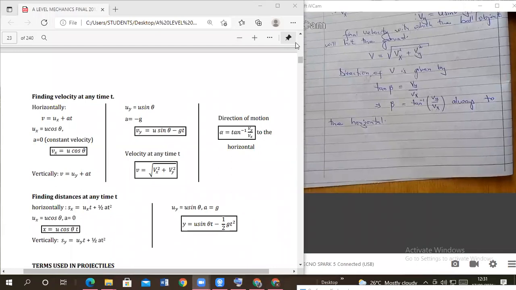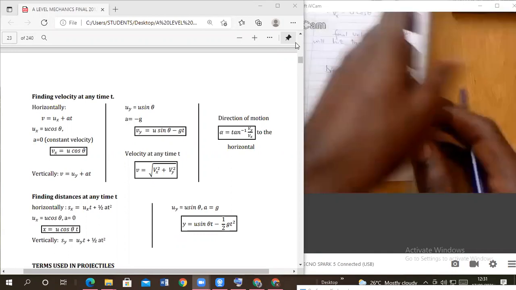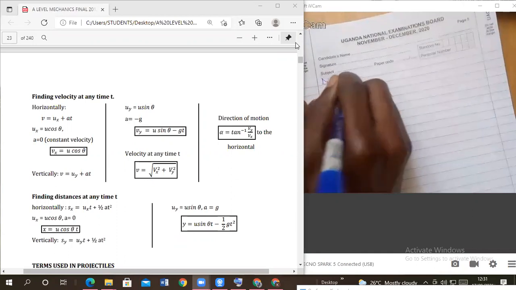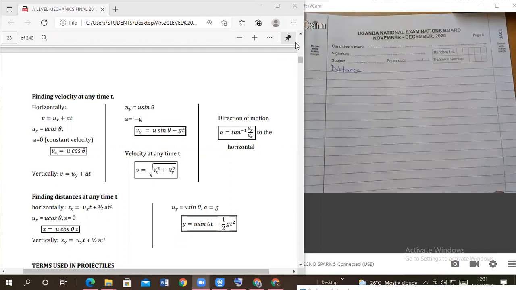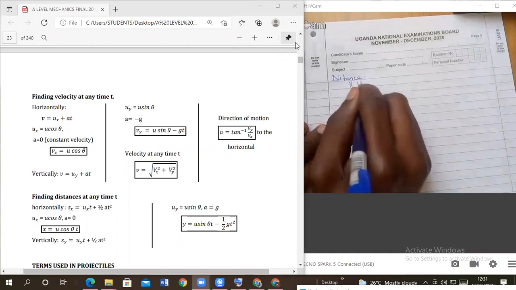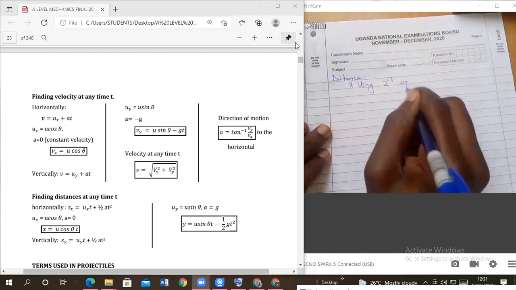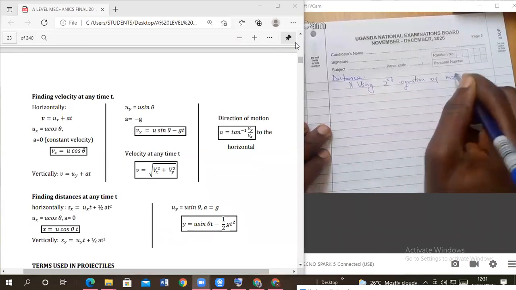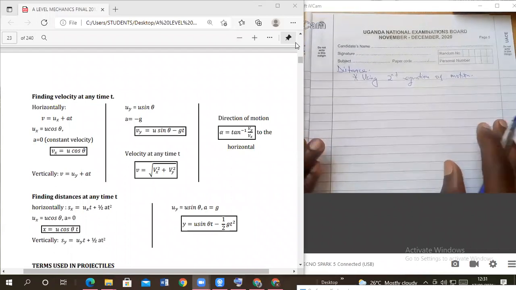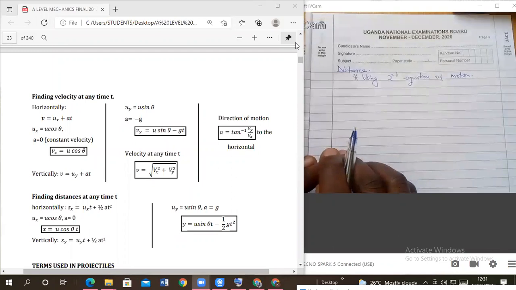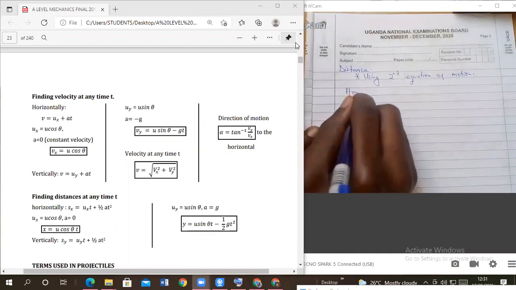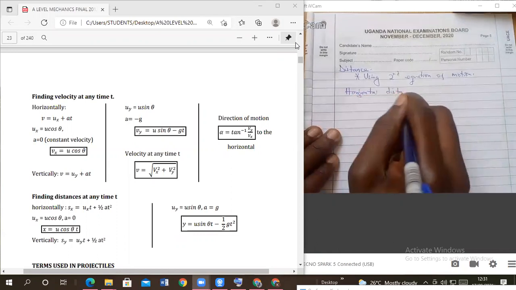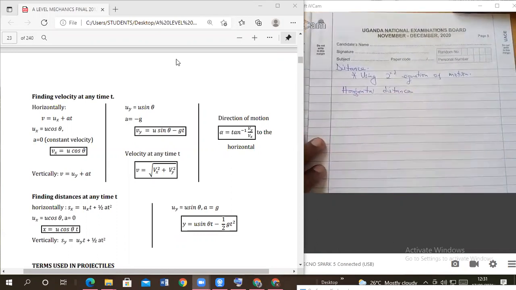What about distance? Now let's look at distance. Distance means we are going to use the second equation of motion. So let's start with horizontal distance.